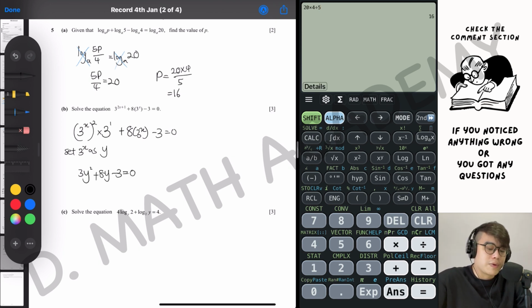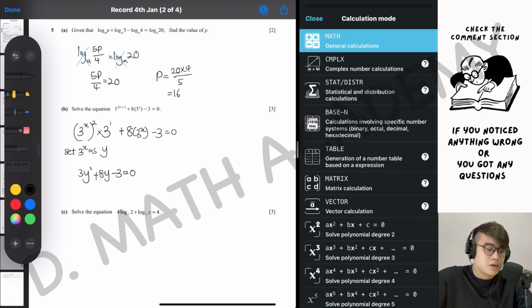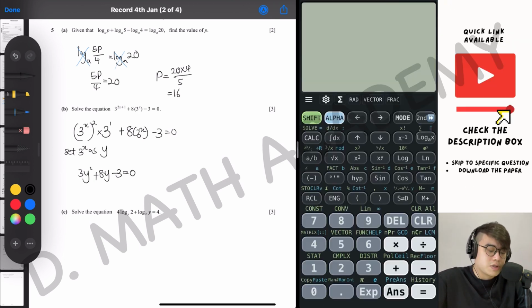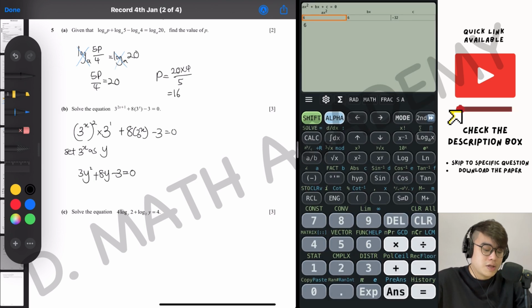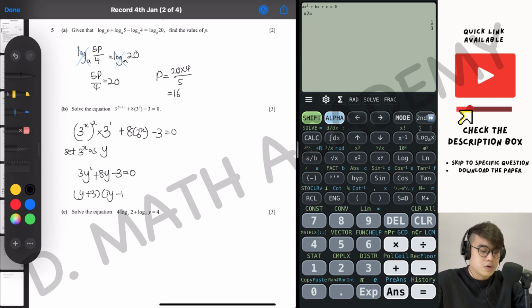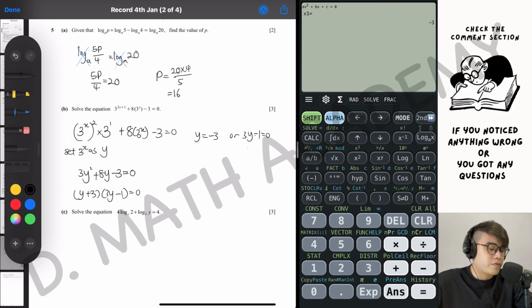So through this, I will be able to run my factorization by keying in 3, 8, and -3. So through that, I get my y plus 3 as well as 3y minus 1 equals to 0. Let me double check. So we got our y equals to -3, or 3y minus 1 equals to 0, y equals to 1 over 3.